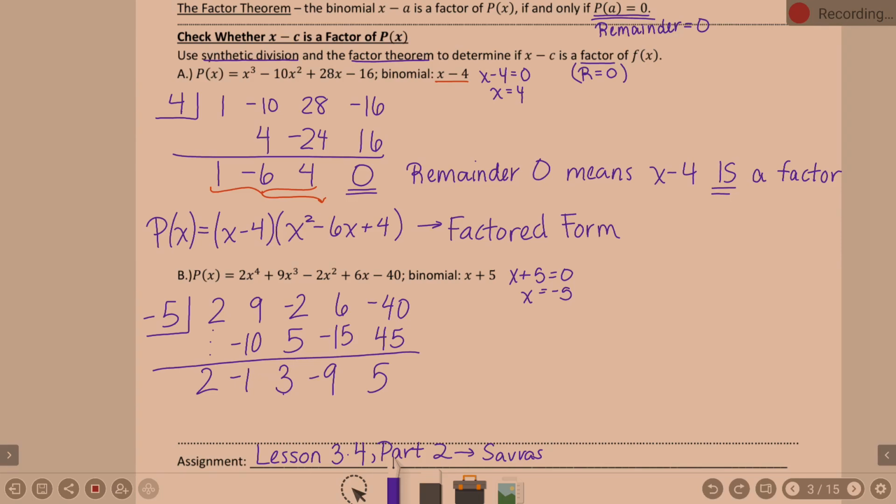What do I know? It's not. Okay. Oh no. Since I had a remainder that is not 0, then it is not a factor. Thus, not a factor. Okay? So remainder was not 0, so not a factor.